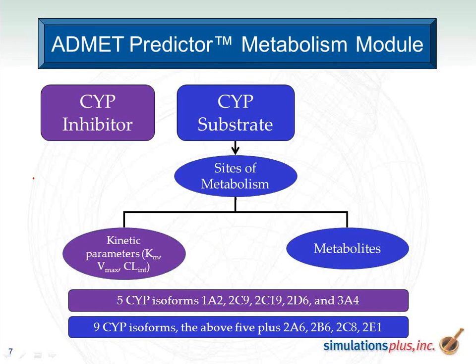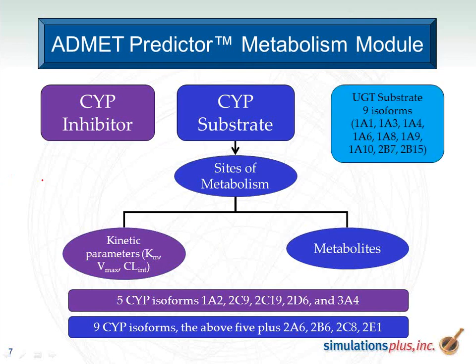Our new models include kinetic parameters for Km, Vmax, and clearance on an atomistic level. So for each one of the sites of metabolism, we will also predict Km, Vmax, and clearance. And then finally, we have classification models for 9 isoforms of UGT. So these are classification models. Is this compound a substrate for the various isoforms of UGT?